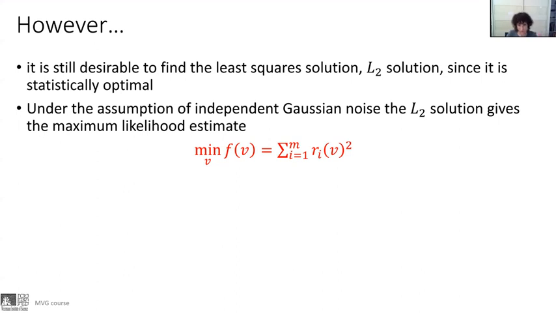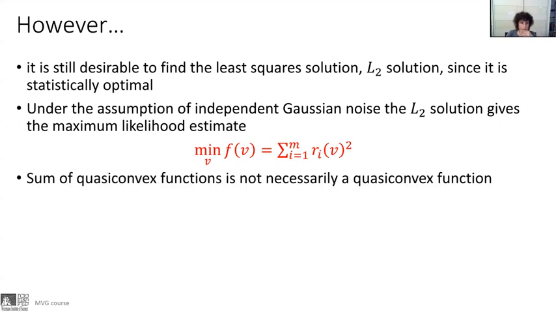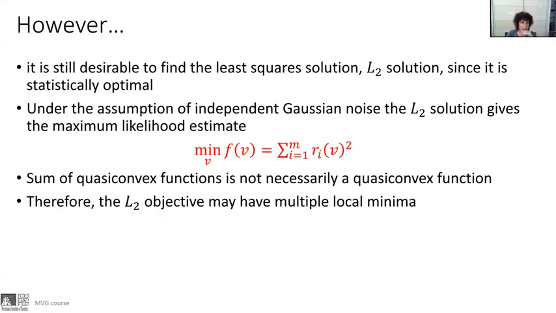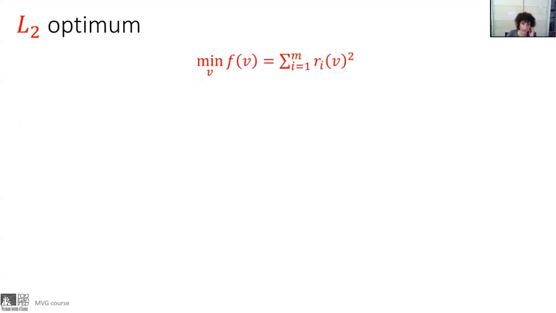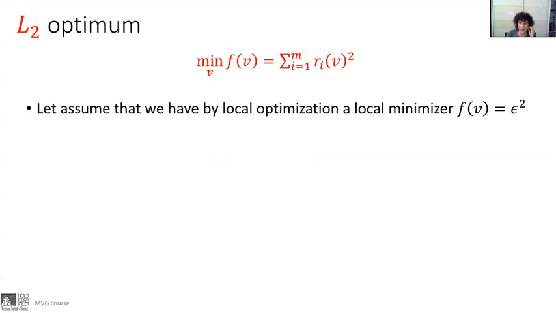So yeah, just for a few minutes, I want to say a few words about this. So eventually, if it's possible, I would like to solve the L2 norm. But we know that a sum of quasi-convex functions is not necessarily a quasi-convex function, right? Therefore, the L2 norm, as we said before, has multiple local minima, okay? However, let's assume that somehow we can get a local optimum for the L2 norm, okay? So we have it, and the value of the optimum is F(v) equals epsilon squared.